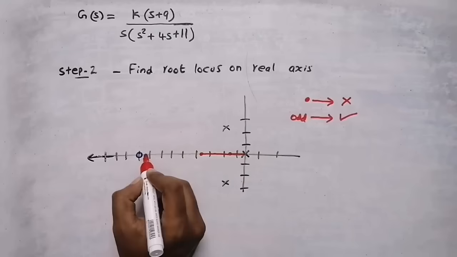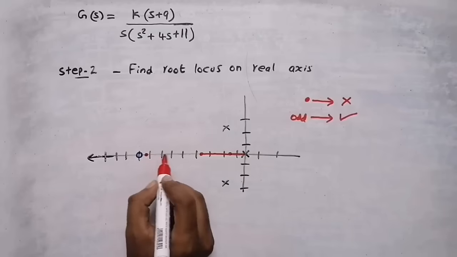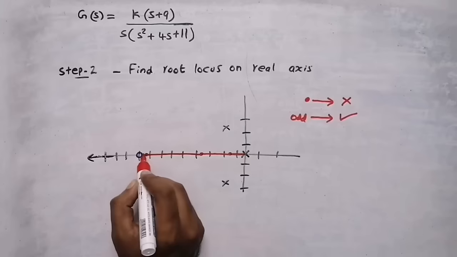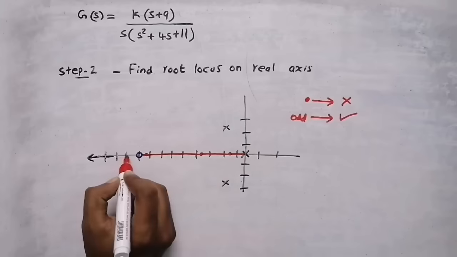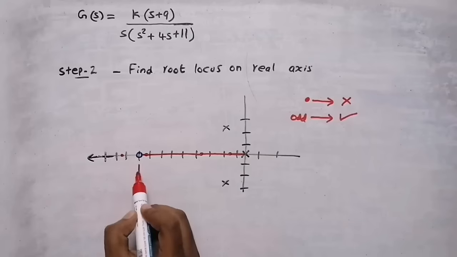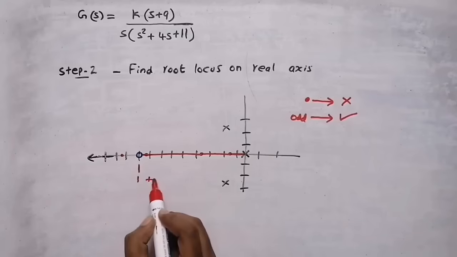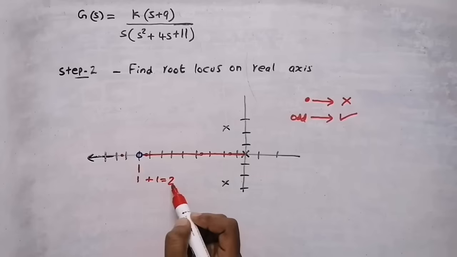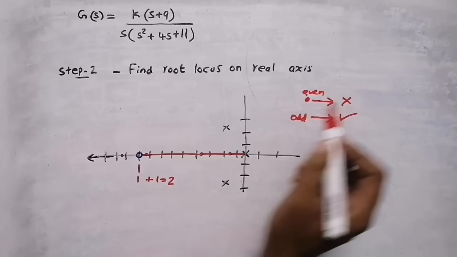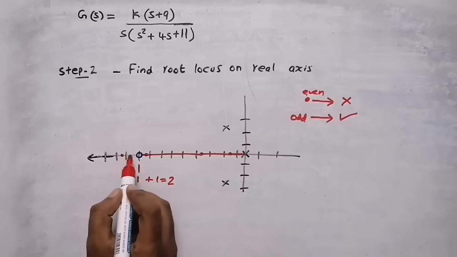Like that, if I am going to place my test point here, on the right hand side there is only one pole, an odd number. Therefore, my root locus will be existing. Now listen, if I place my test point here, then on the right hand side there is one zero and one pole. So 1 plus 1 is 2. 2 means even number. If it is even, then root locus is not existing. Therefore, at this region, root locus is not existing.